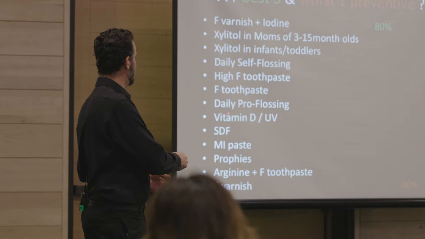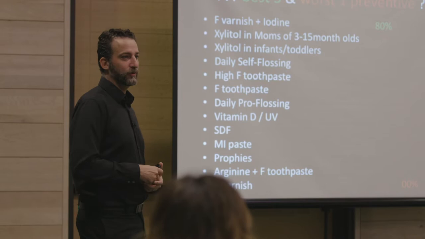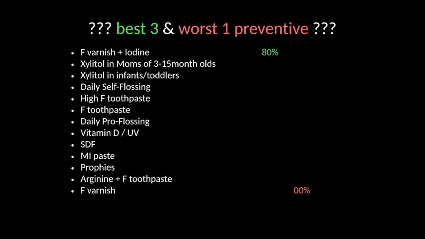Vitamin D supplementation. Silver diamine fluoride used as a preventive. MI paste. Prophys, 2 to 4 times a year. Arginine added into fluoride toothpaste, or just arginine toothpaste, and then fluoride varnish. So your job is to pick three of those that you think work the best and two of those that you think do not work at all.